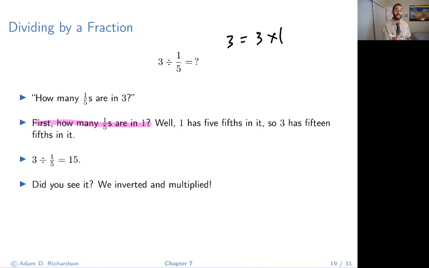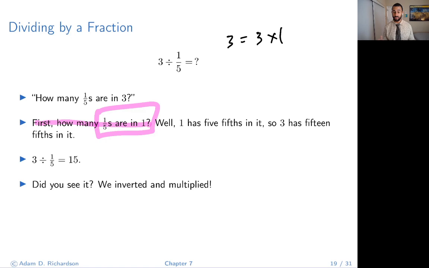So the inversion is not really an inversion. That inversion is just an artifact of the way that we write the symbols. That's all it is. The inversion really comes from asking this question right here: how many of those fractions are in your unit? And then once you know that, you can talk about repeatedly adding it, and that's where the multiplication comes from. So that's how and why. That's why we invert and multiply.